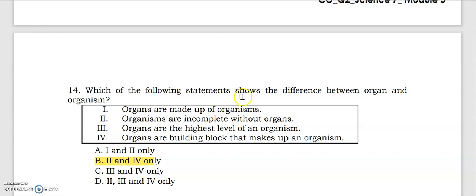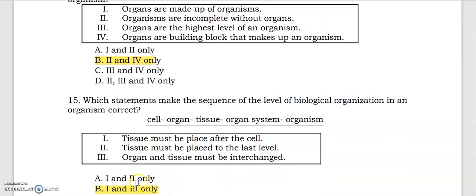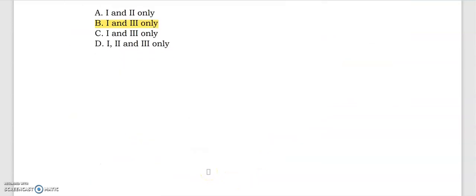Number 14, which of the following statements shows the difference between organ and organism? Okay, organisms are incomplete without organs, and organs are building blocks that make up an organism. Number 15, which statement makes the sequence of the levels of biological organization in an organism correct? Organ and tissue must be interchanged. Cell, tissue, organ, organ system, organism. That should be the order of the biological organization.